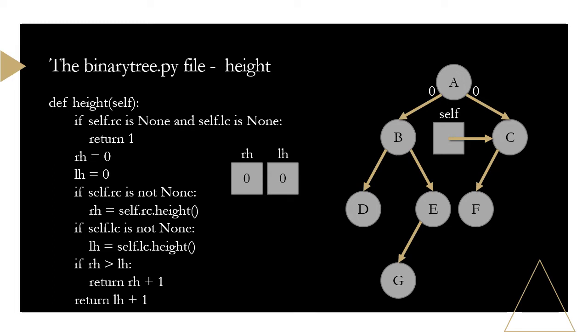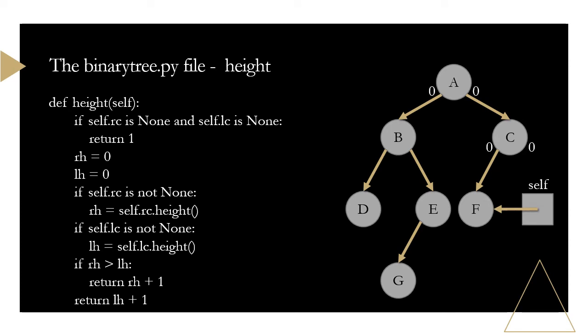Now we call the hide function, giving it a pointer to the node containing F. Self points to F now. F is a leaf, so it returns 1. This value is placed in LH of C.